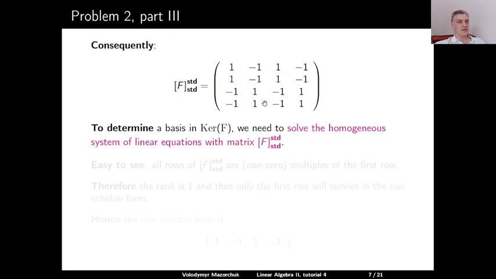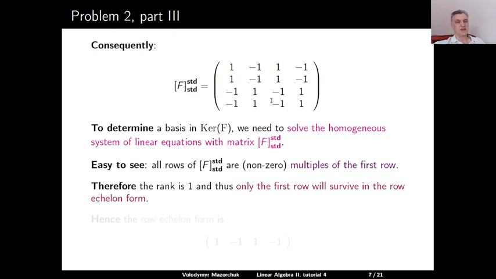To determine a basis in the kernel of F, we need to solve the homogeneous system of linear equations with this matrix, which is the matrix of F in standard basis. And if you look at this matrix, we see that all rows of this matrix are non-zero multiples of the first row. So the second row is just the first row, the third row is minus the first row, and the fourth row is minus the first row.